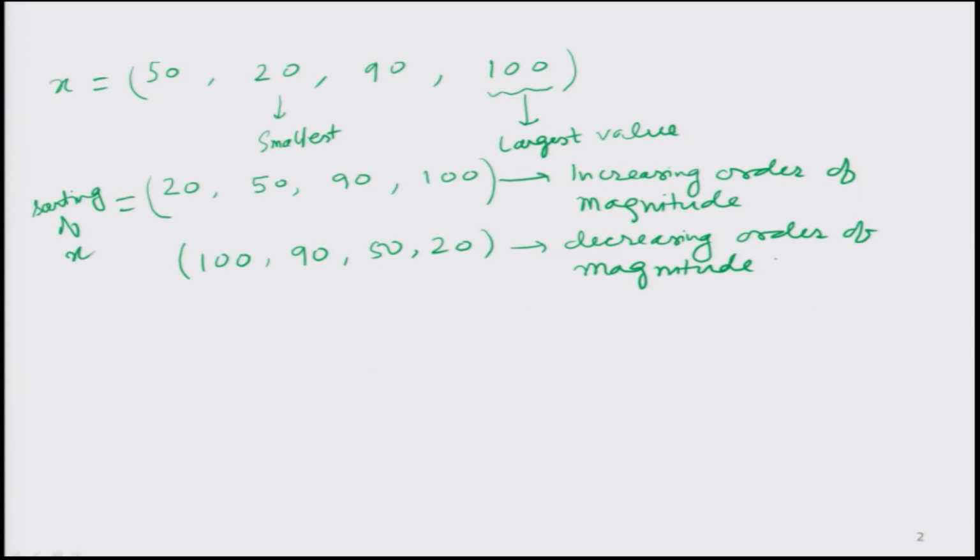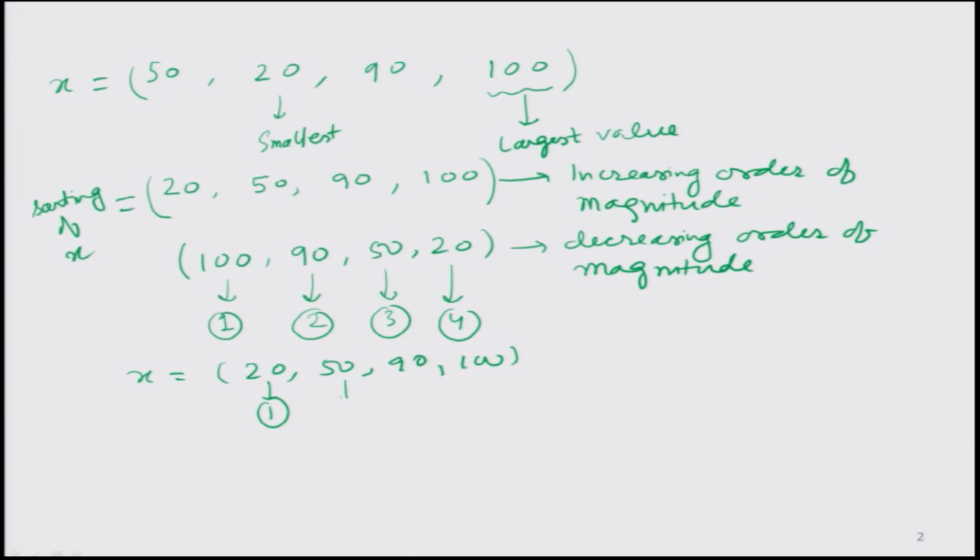Now, when we are doing the sorting, we are trying to put the smallest or the maximum value at a certain position. For example, this is position number 1 when we arrange the data in decreasing order, and this is position number 2, and for 50 this is position number 3, and for 20 this is position number 4. And similarly, when we sort the data in increasing order of magnitude, this is at the first place, this is at the second place, this is at the third place and this is at the fourth place.